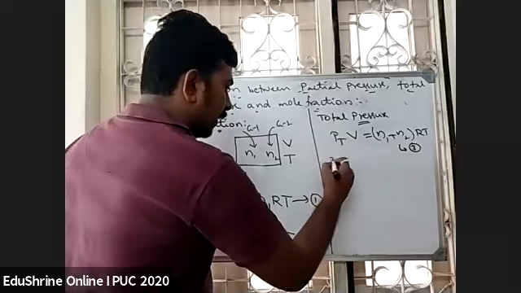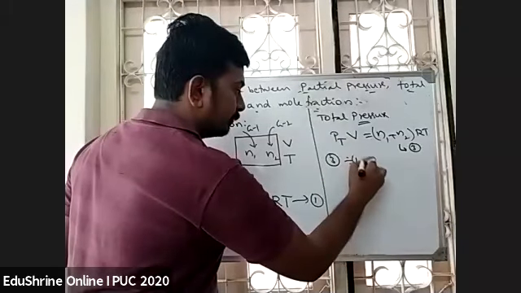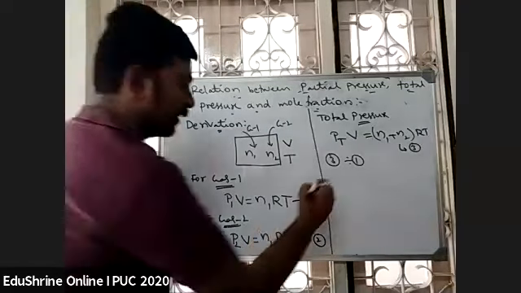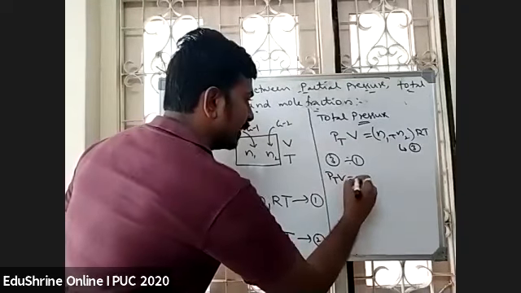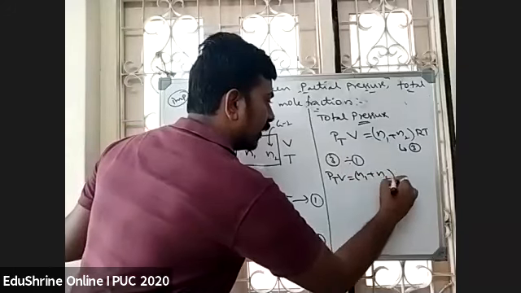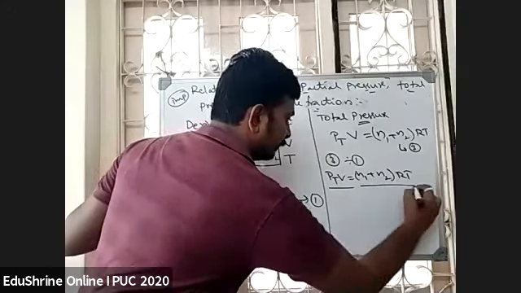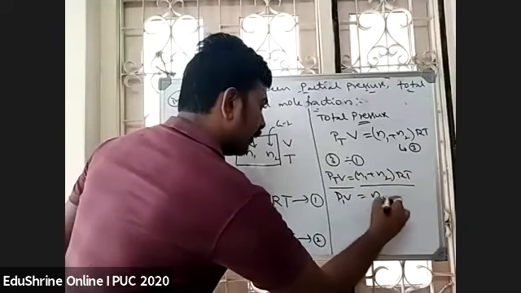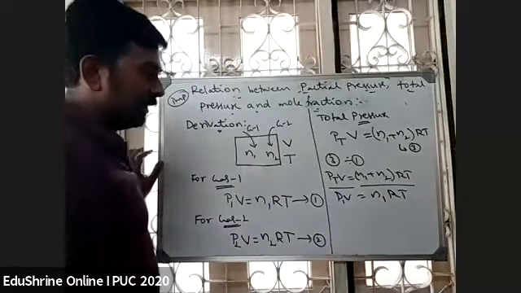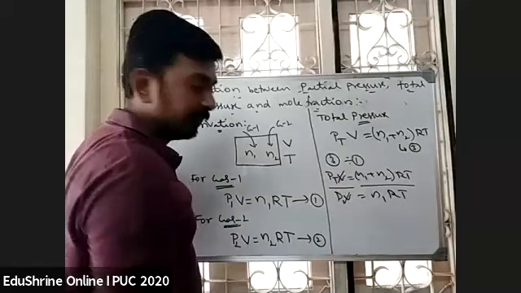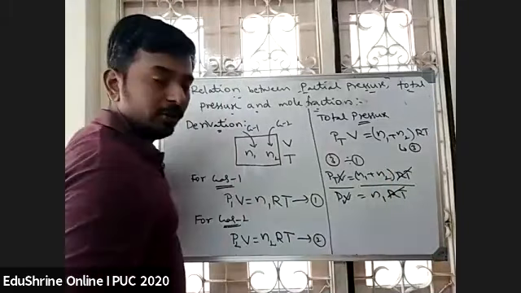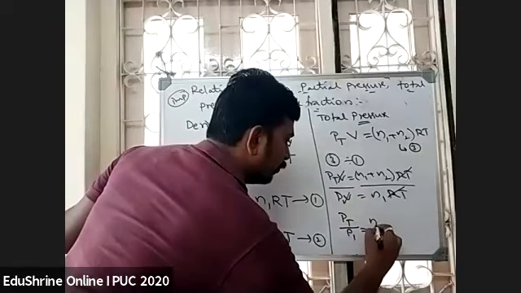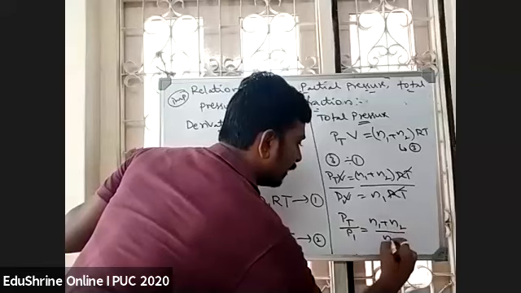Now, 3 divided by 1. If you divide 3 with 1, what will you get, students? The third equation is PT into V is equal to N1 plus N2 into RT, divided by the first equation, P1 into V is equal to N1 into RT. See here, V gets cancelled out, RT gets cancelled out. So what you will get here? PT by P1 is equal to N1 plus N2 by N1.